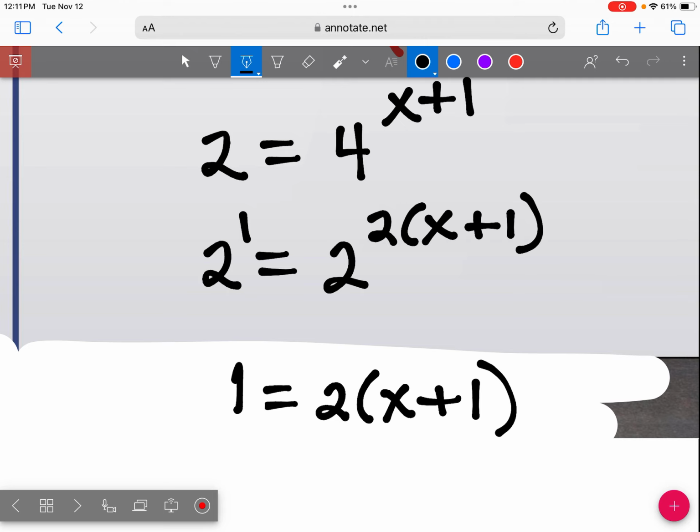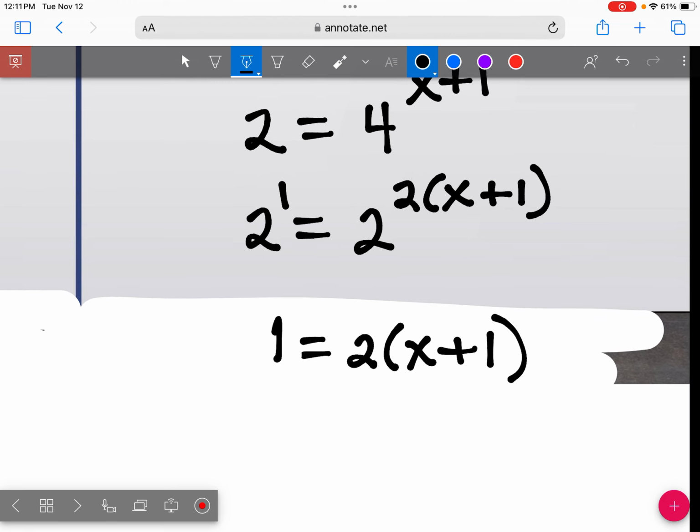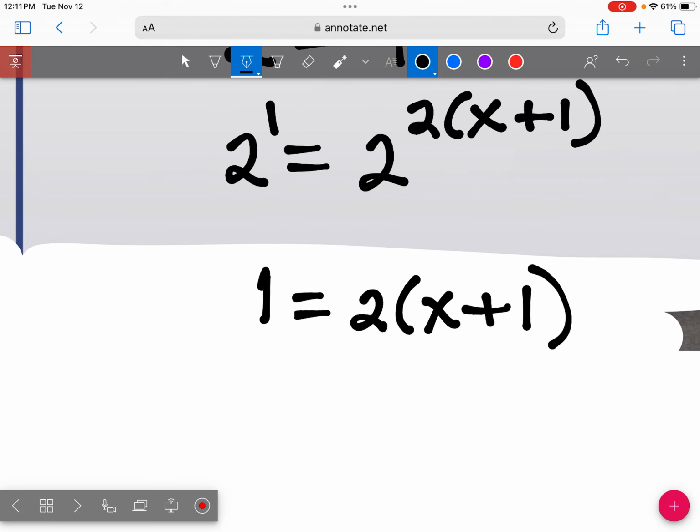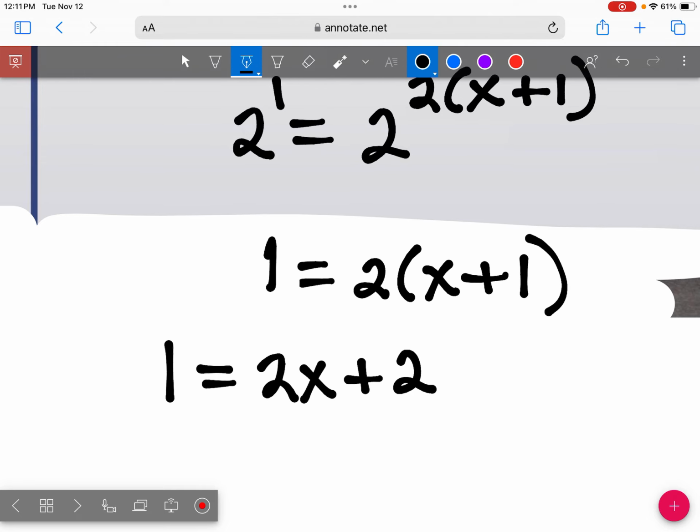No, I was always told... Or you would distribute the 2? Okay. You get the same answer, so it doesn't matter. That's the good thing about math, is that you could do it different ways and still come out on top.